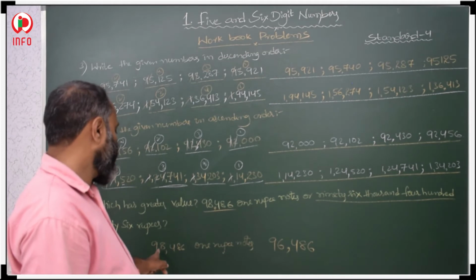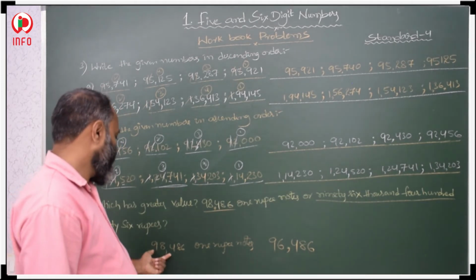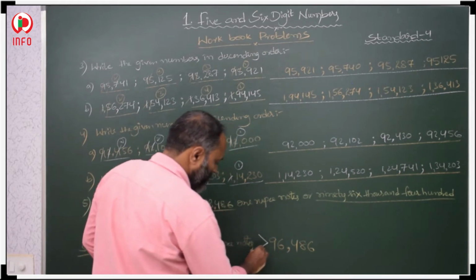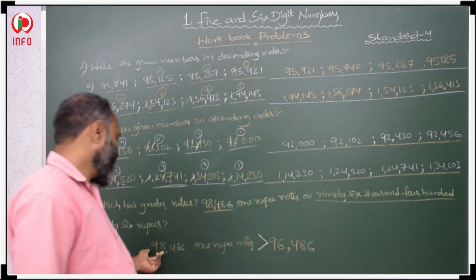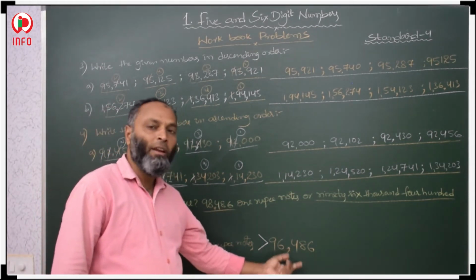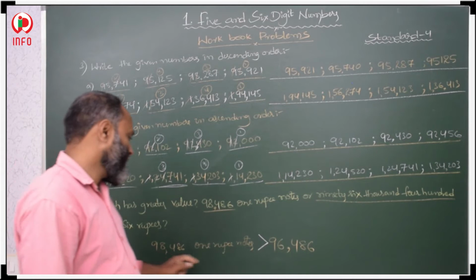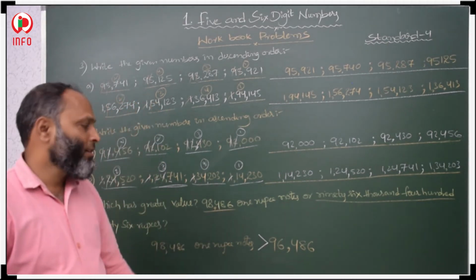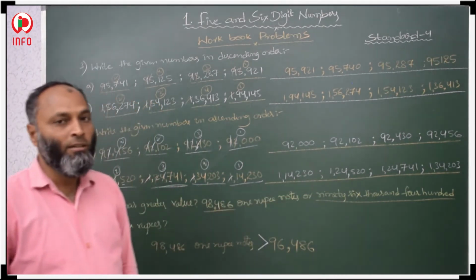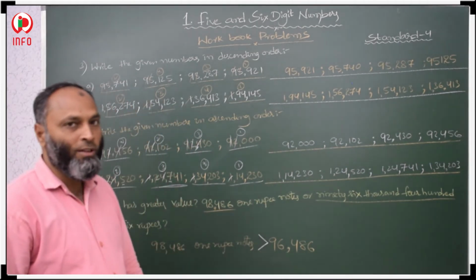In 98 and 96, which one is bigger? 98,486 is greater than 96,486, because here 98 is there, here 96 is there. 98 is bigger, so this value is bigger. Okay. First we have to convert the given words into numerals. So after converting, then compare the given numerals. Which one is bigger? Okay.